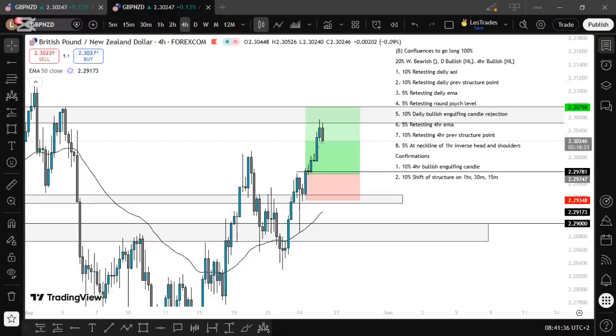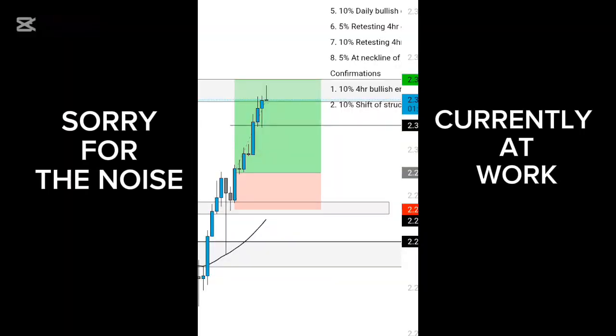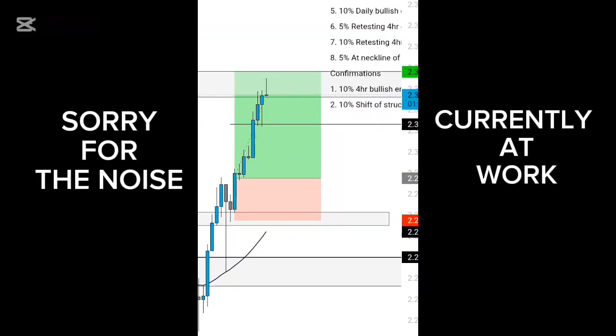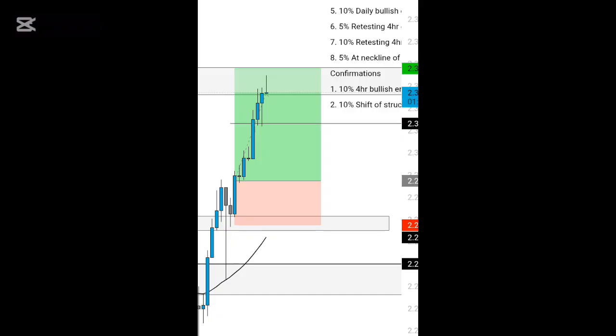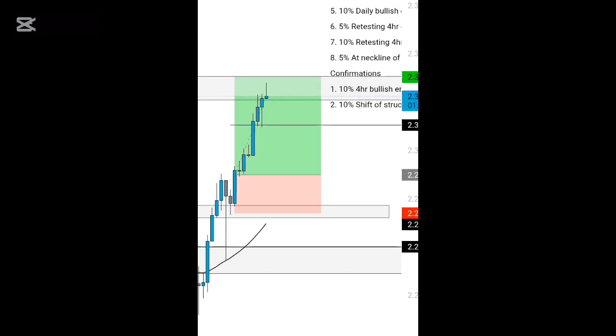Otherwise, guys, GBP NZD is moving quite well, bro. We are having some sort of a reaction on this resistance level that I was telling you about right over here. As you can see, price is having a reaction right now. Nothing confirmed yet. Currently at work, but I'm monitoring it perfectly.